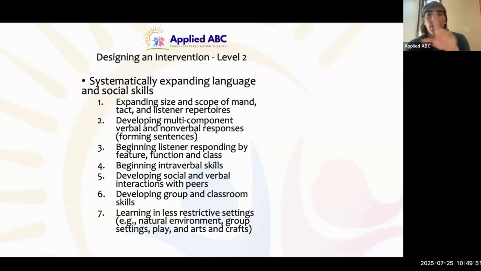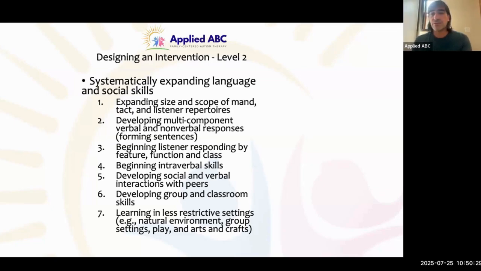I referred to this earlier. It's on the VB-MAPP. That's LRFFC. A feature is, touch the things with wheels, touch the things with a tail, etc. Function is based on what something does. Touch the things that fly, touch the things that you eat. Class would be touch the article of clothing, touch the piece of furniture, touch the food, touch the toy, those kinds of things. So it's learning about larger categorizations and conceptualizations of things, which can be really useful in terms of one's development of language.